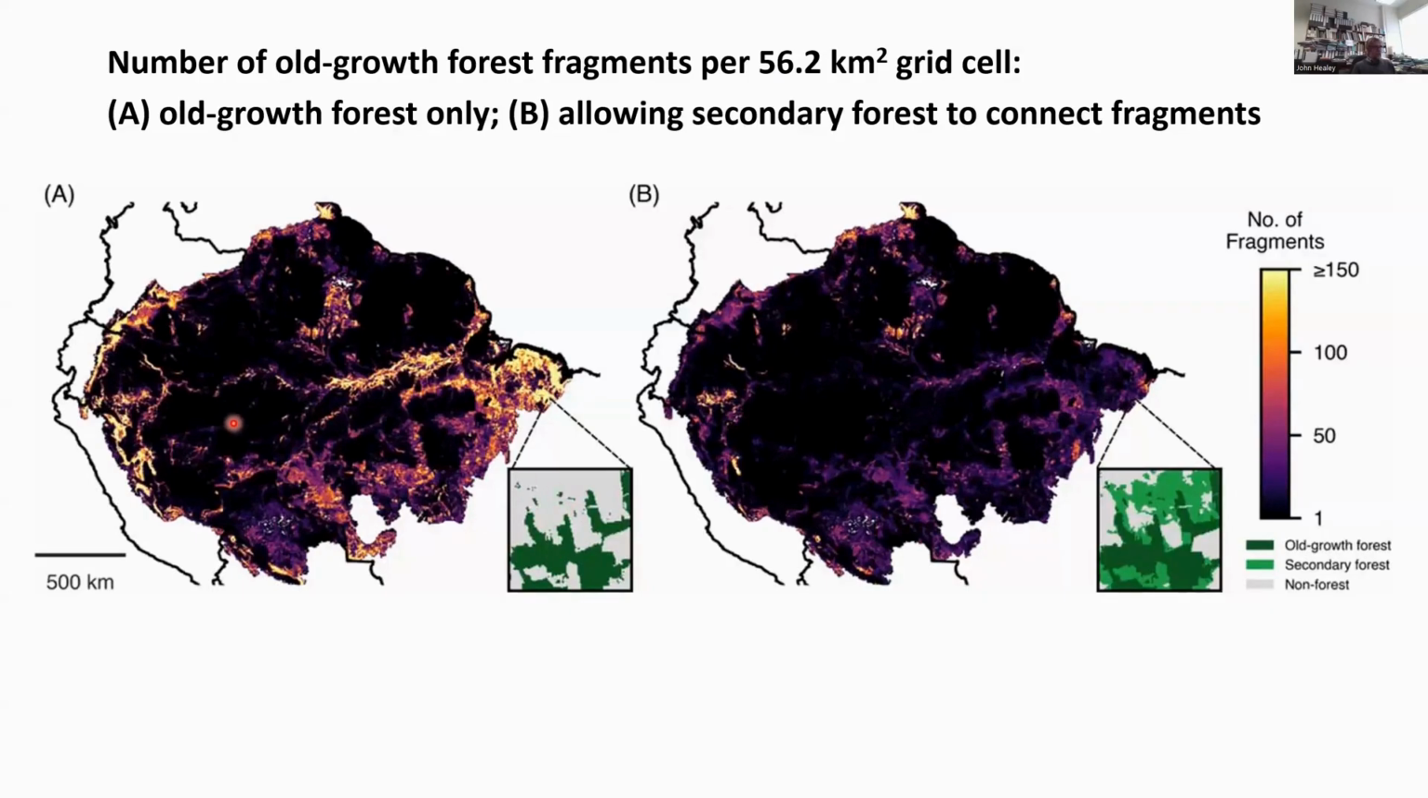Whereas in the less deforested part of the Amazon, it may all be just one continuous forest cover, just a single fragment. What happens then in B when you allow the secondary forest to connect the fragments? You can see here the colors are much darker. We still have the odd place, which has a huge number of isolated old growth forest fragments, but in much of the area, the yellows have gone purple, and we have many fewer fragments in each grid cell because of this secondary forest connectivity between them.